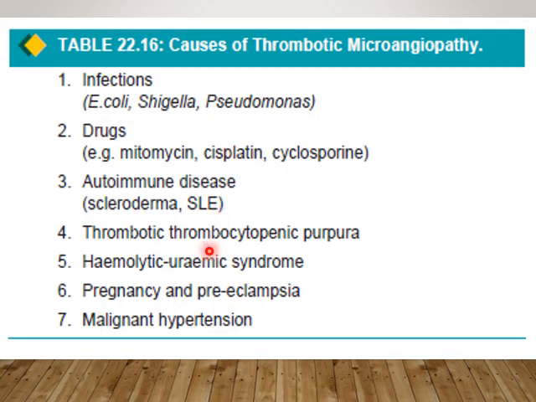Not only these two will cause thrombotic microangiopathy, but also infections like E. coli and Shigella, drugs, autoimmune diseases, pregnancy and preeclampsia, and malignant hypertension, which I have already explained. So in patients with malignant hypertension, as a result of ischemia with endothelial injury, there is excessive release of plasma proteins and even coagulation factors, which will be deposited as thrombus, causing thrombotic microangiopathy.